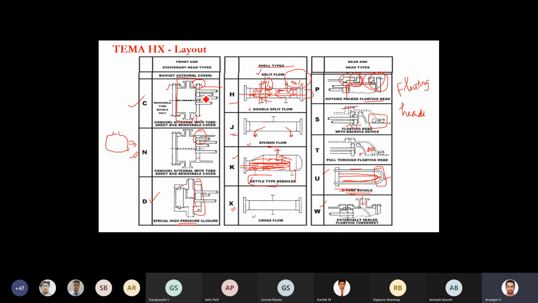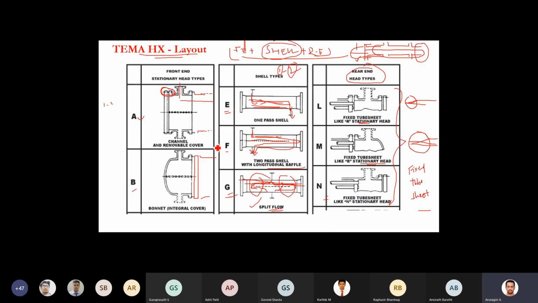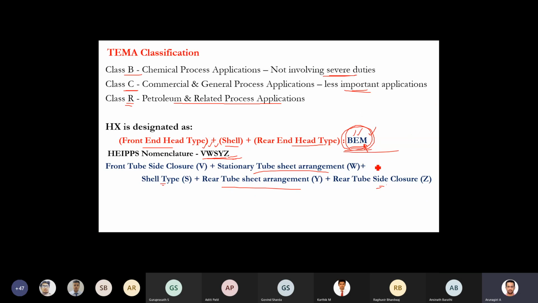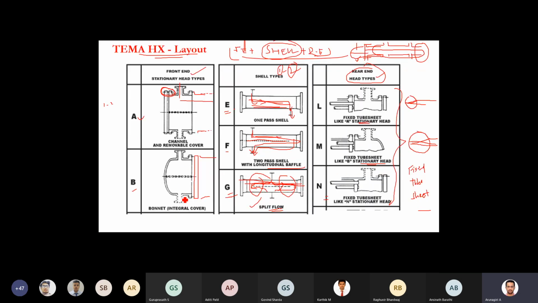So now you know three different types: front end stationary heads, rear end heads, and shell types. This can be expressed like BEM. So what is BEM? B is bonnet type, which means bonnet integral cover. E is one single pass. Then M is a fixed tube sheet, like the B type stationary head with bonnet integral cover. That is BEM. Like this you can represent the heat exchangers, or you can say AES type.